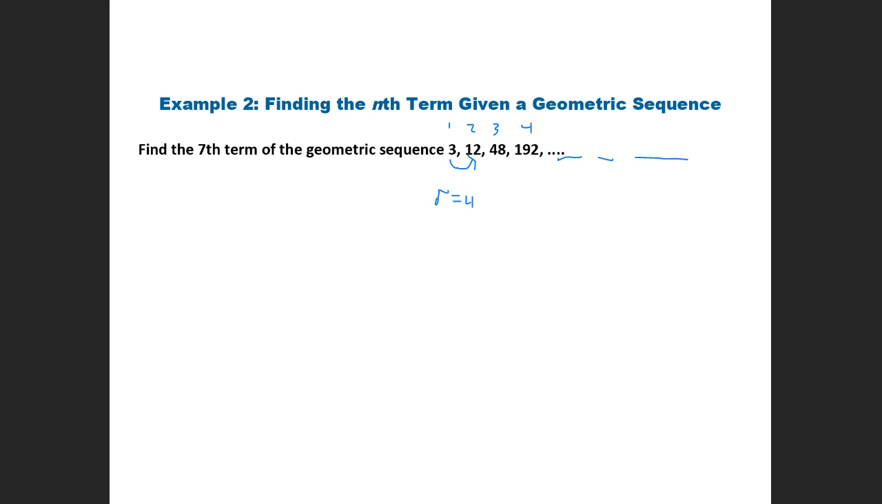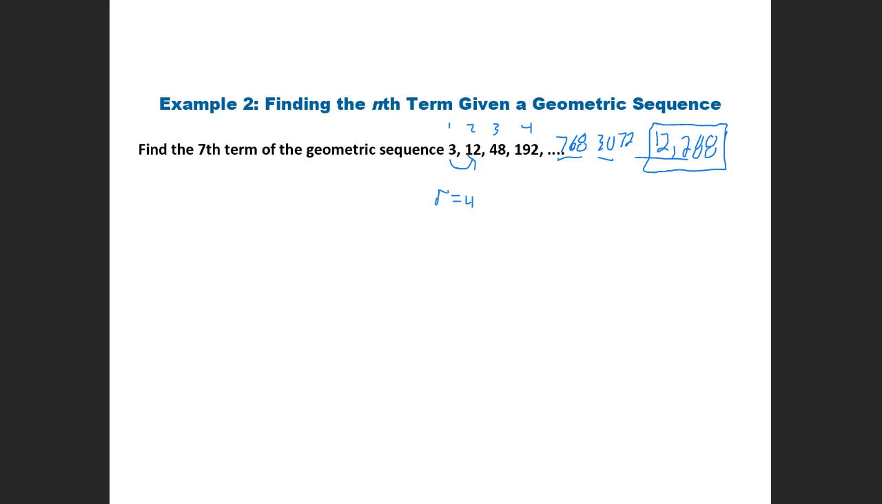I'm just going to multiply 192 times 4, and that gives me 768. It's my 5th term. Then I multiply that by 4, and that gives me 3072. That's my 6th term. Then I multiply that by 4, and it gives me 12,288. So that's my 7th term. That wasn't that hard to find.